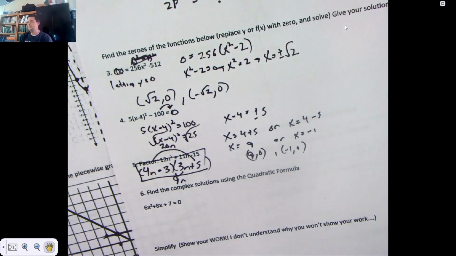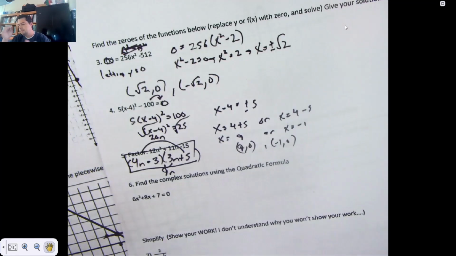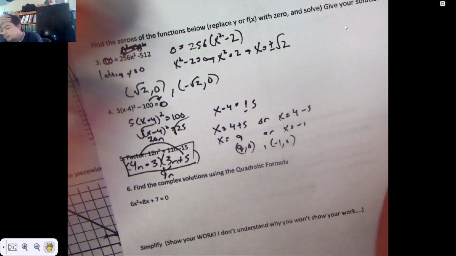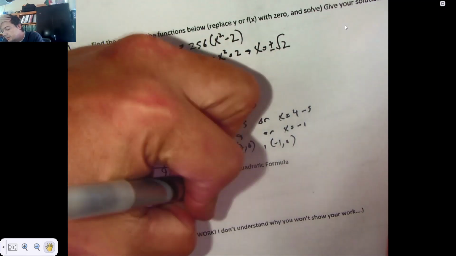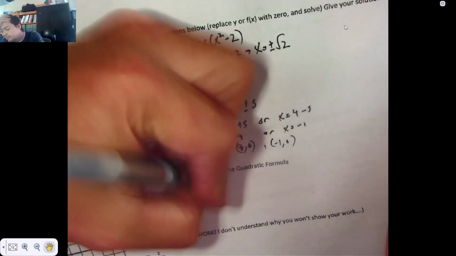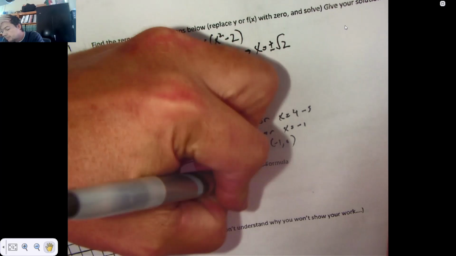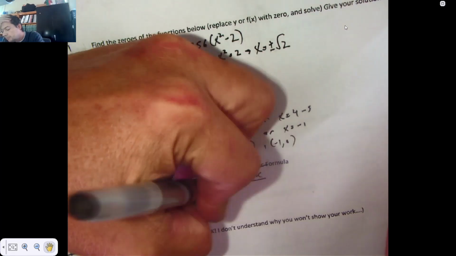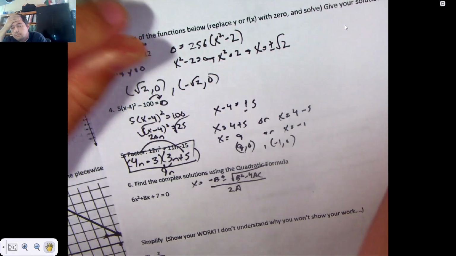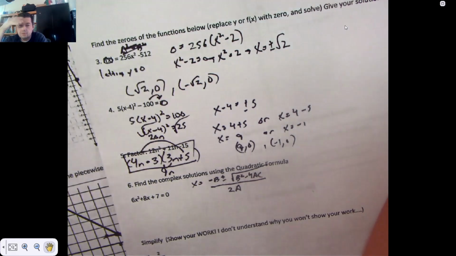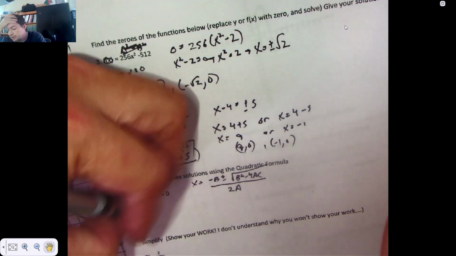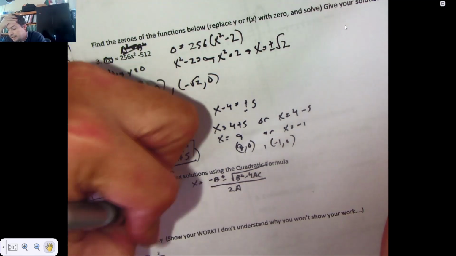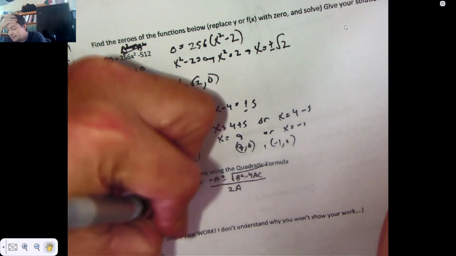Find the complex solutions using the quadratic formula. So the quadratic formula goes x equals negative b plus or minus square root b squared minus 4ac all over 2a. Plug stuff in. It's already in standard form. Just plug your stuff in. A is 6, B is 8, and C is 7.